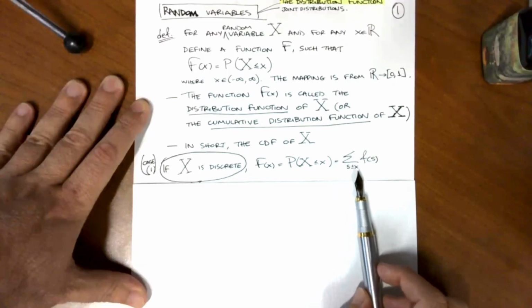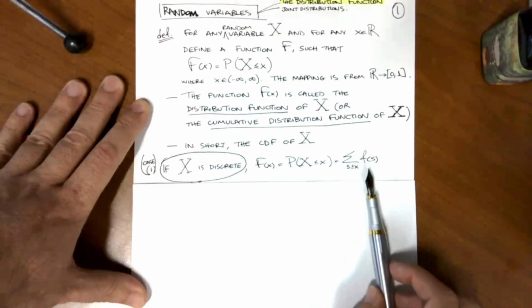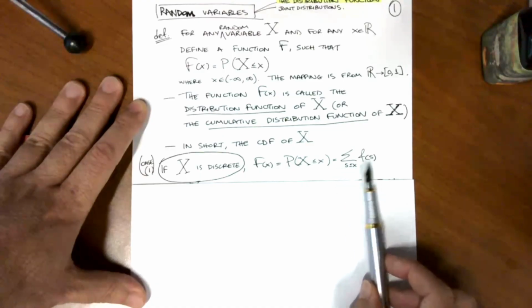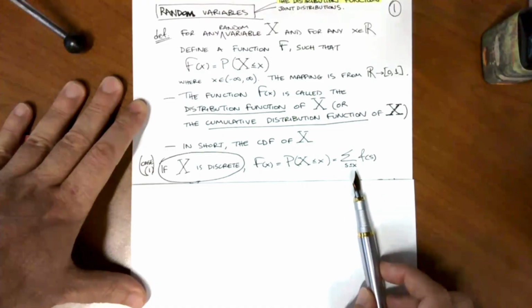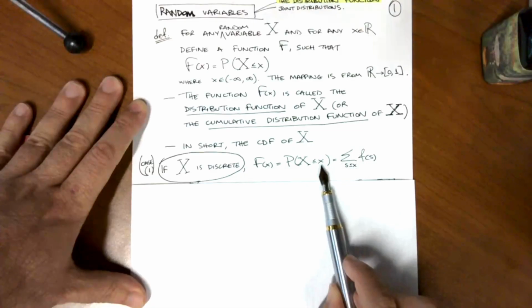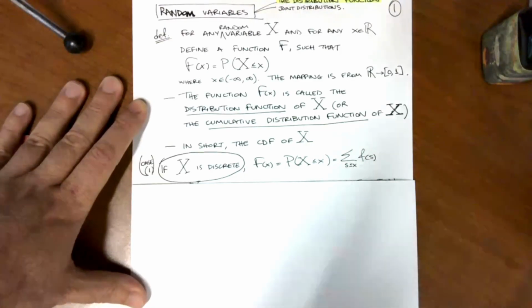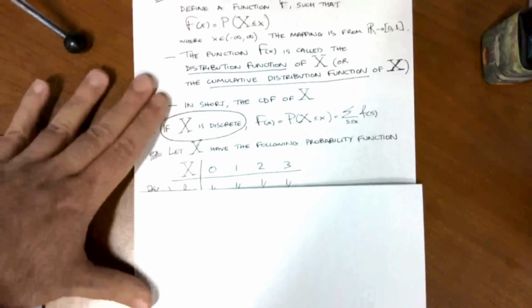How do you get that in the discrete case? Well, you're summing up all of the values of your PMF, right, for all of these cases where s is less or equal to that value x that you're going to try to calculate the CDF for. Okay, so this is going to be much clearer when we talk about the specific example.